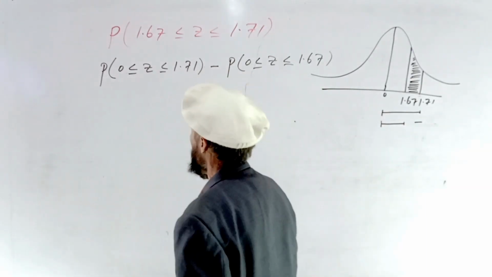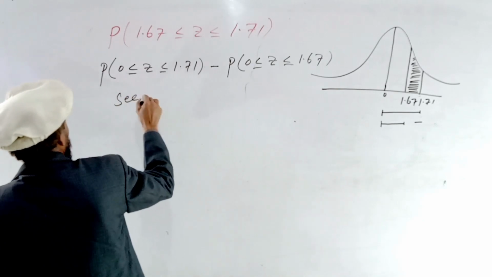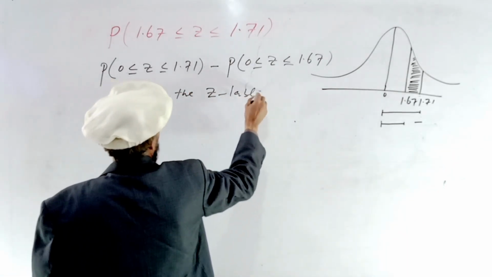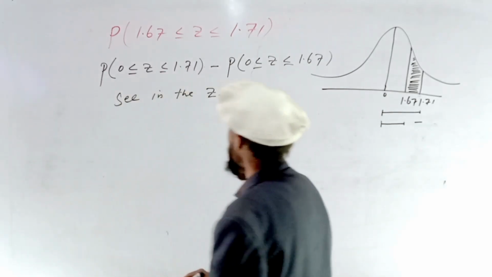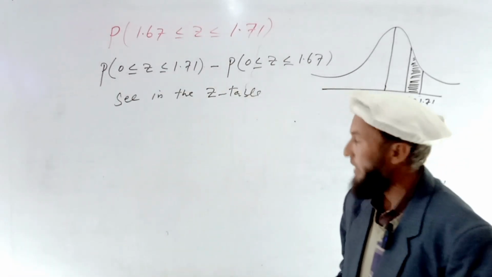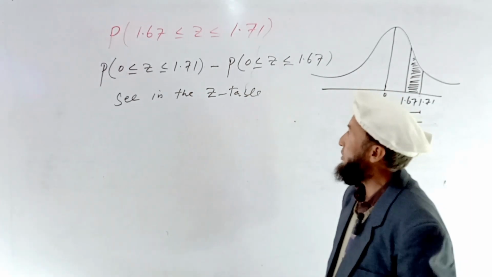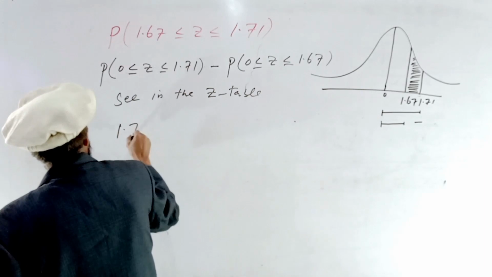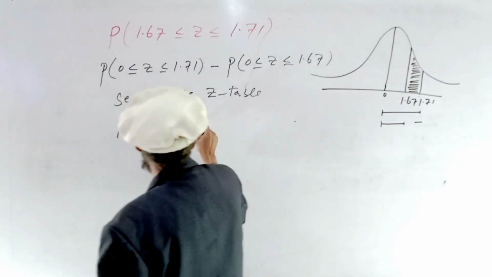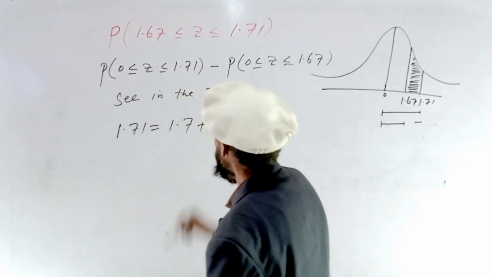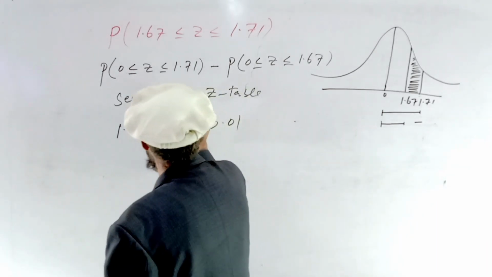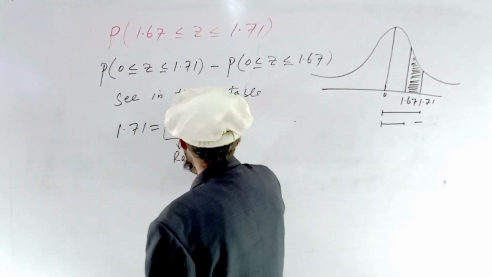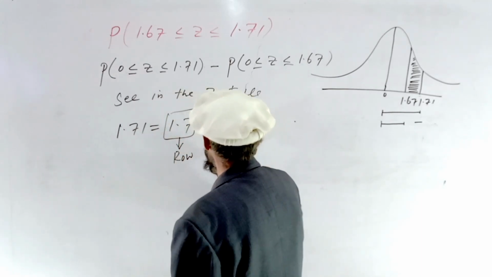Now we see the Z table. Z is the standardized normal variable, the standardized normal distribution. We check the value of 1.71. We can write 1.7 plus 0.01. We get the same answer. We check this row, and this one is the column.